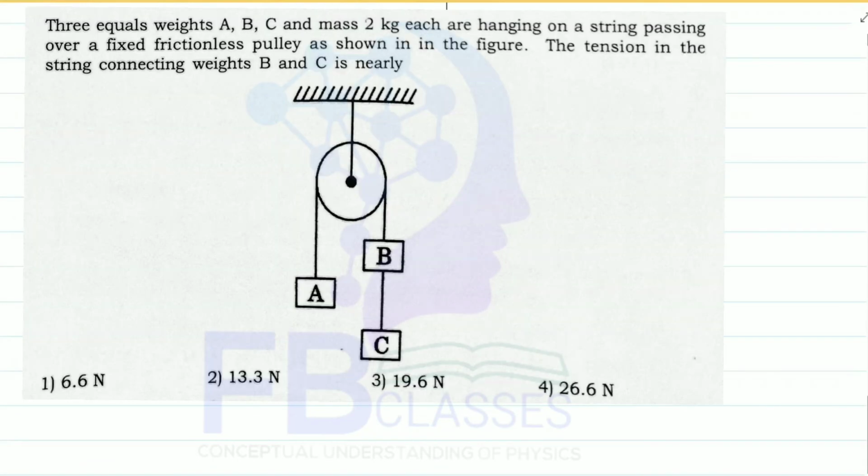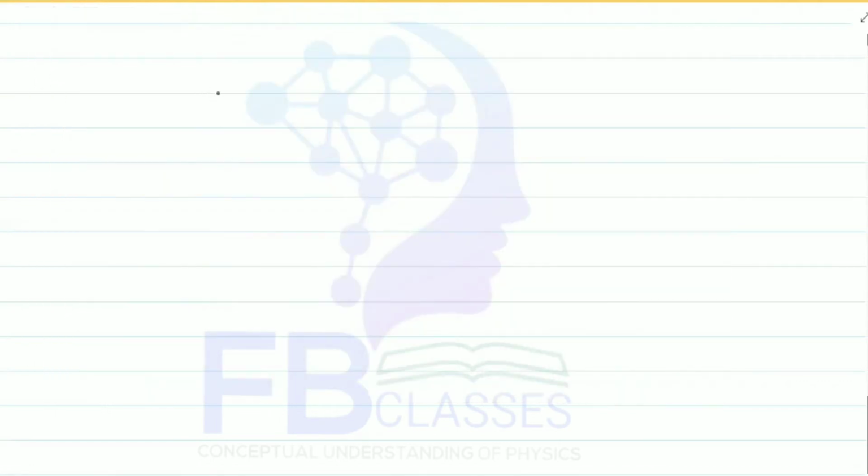Now I am going to read the question. The three equal weights A, B, C of mass 2 kg each are hanging on a string passing over a fixed frictionless pulley as shown in the figure. The tension in the string connecting weights B and C is nearly. So now I am going to draw the diagram. See, we are going to find out the tension. So the diagram is given, see here.